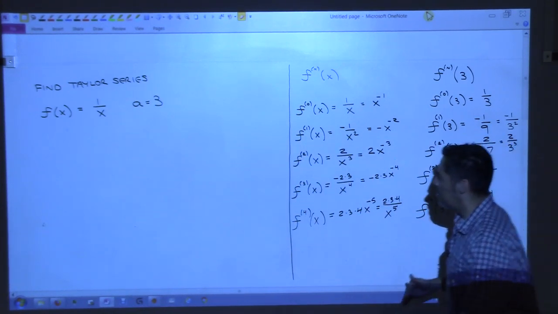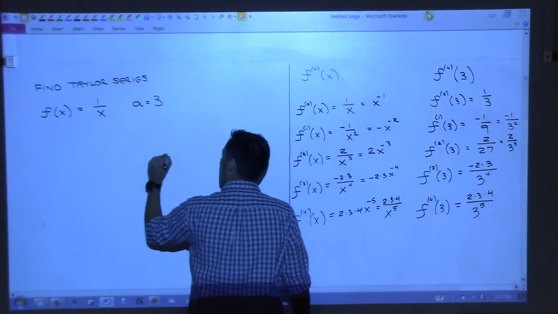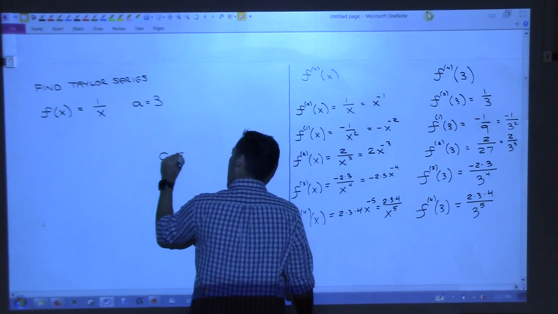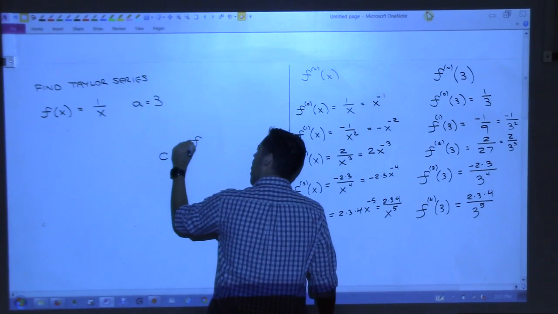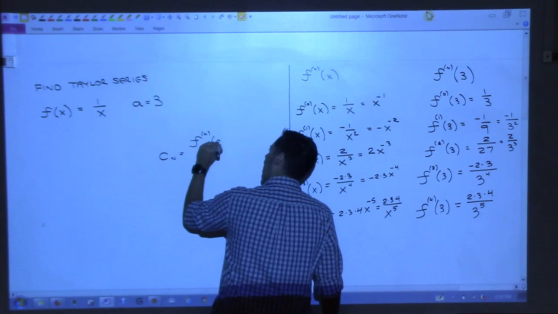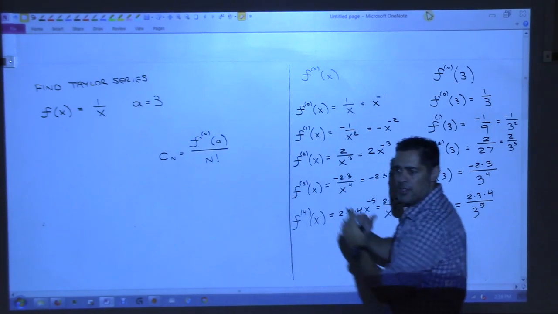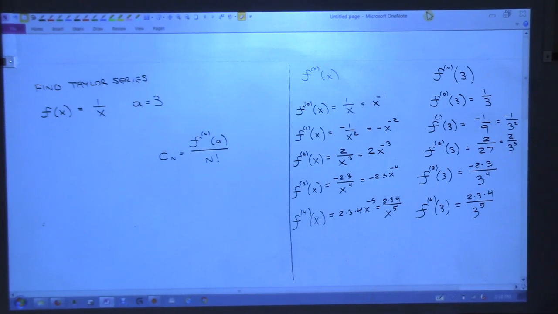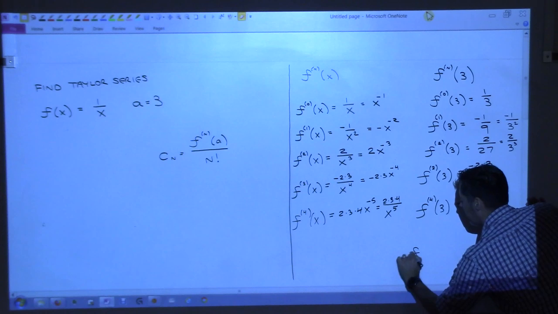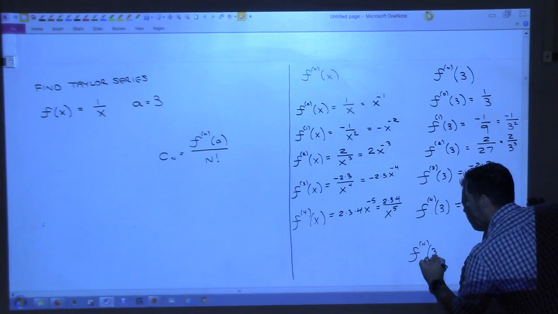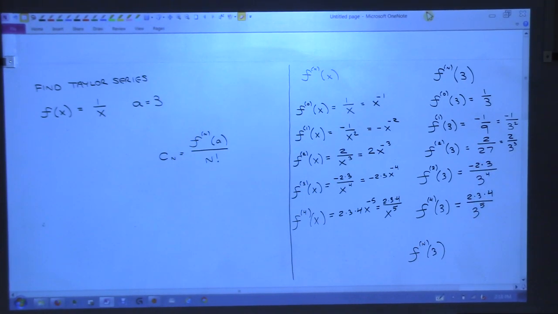So, can we come up with right now a formula for C sub n? Which, remember, would be the nth derivative at a over n factorial. That is the formula for C sub n, right? So do we have a formula for the nth derivative at 3? Do we have a general formula? Do you have an idea?